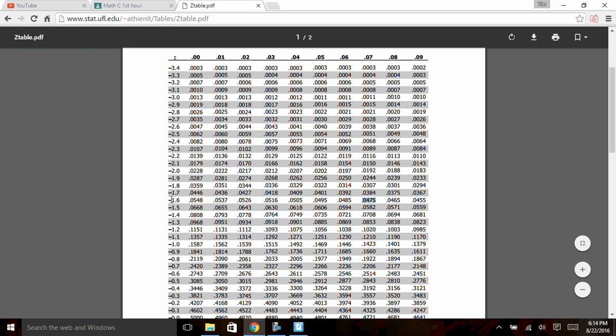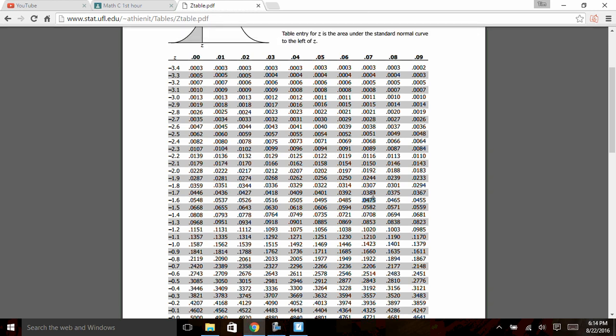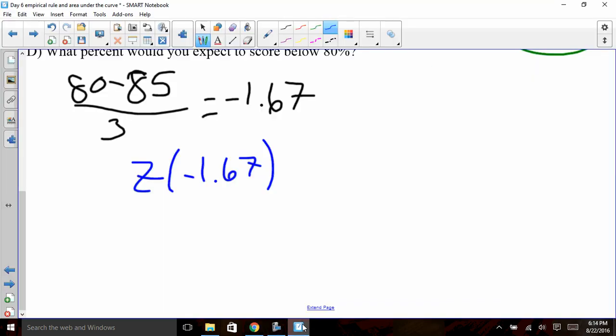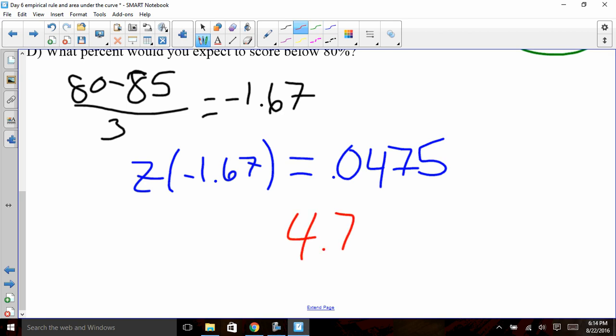So again, I read down the 1.6, looked for it, came across this section, and then had to go to the right until I got to underneath the 0.07. So I'm basically adding 1.6 plus 0.07 together. So I'm reading the chart that way. So that's how you read these. So I get 0.0475. Which, when you turn it into a percent, is just 4.75%.